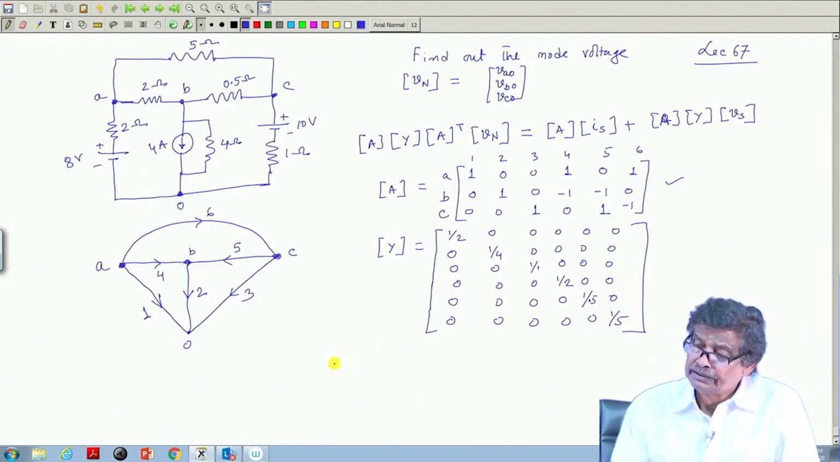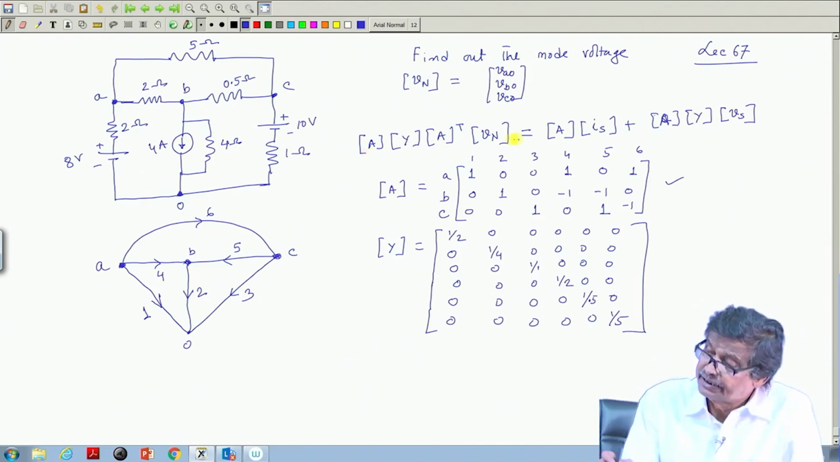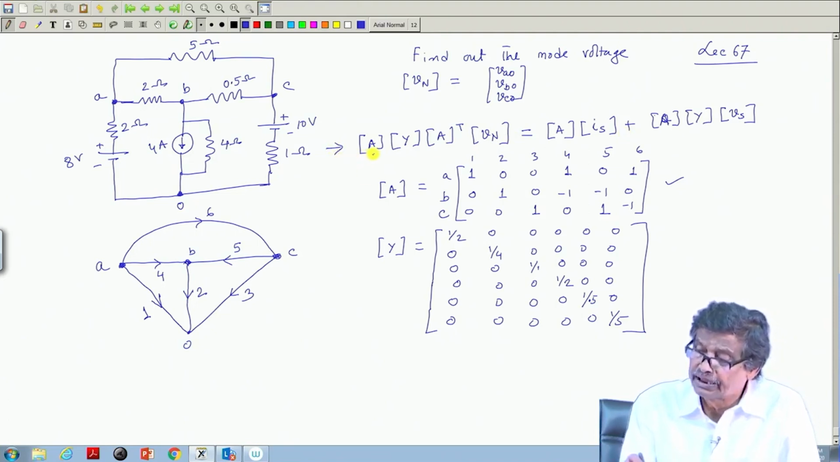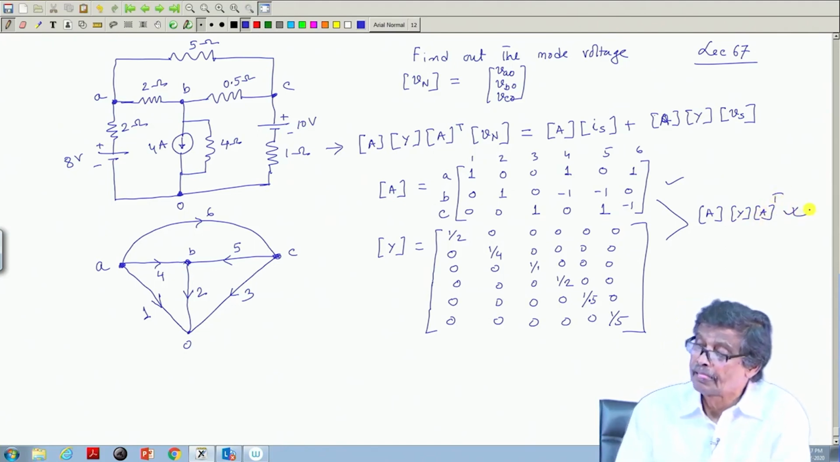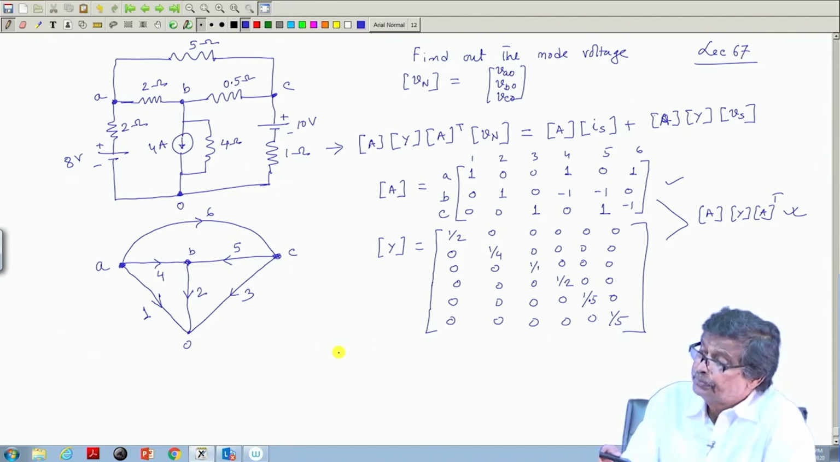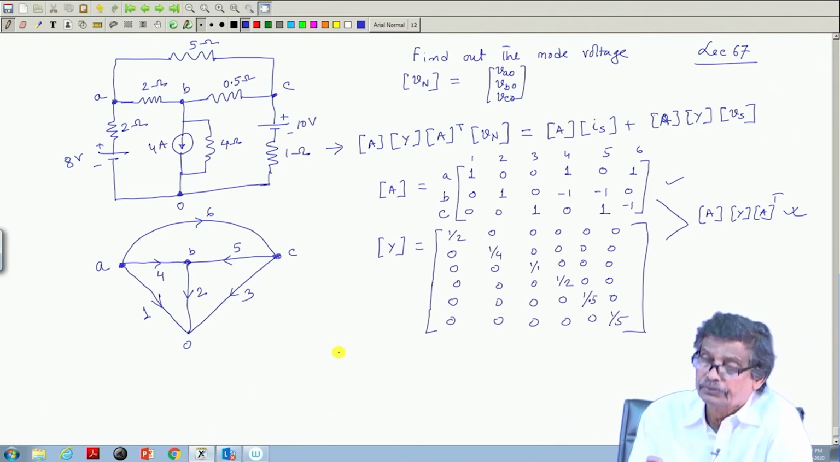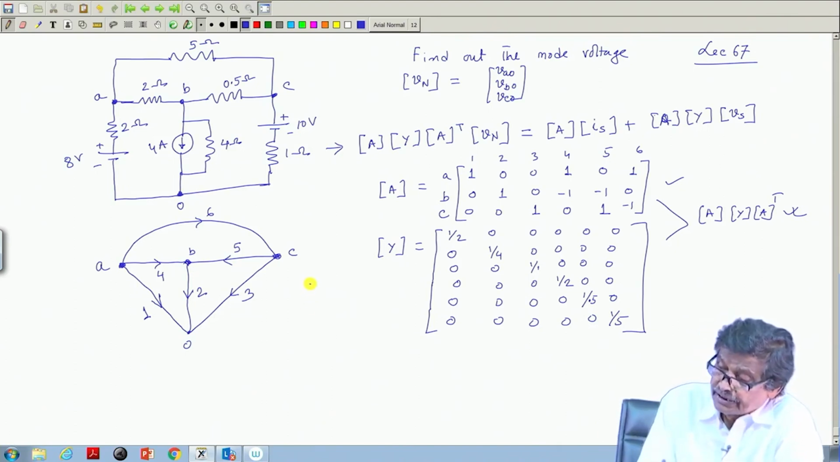Therefore, the left hand side of this equation, I am in a position to compute A, Y, A transpose. A is known, Y is known. So, using these two, you calculate A Y into A transpose. That is all. Then I have to know, so A, Y are known and I s and V s are to be known now. First, let me write this IS.